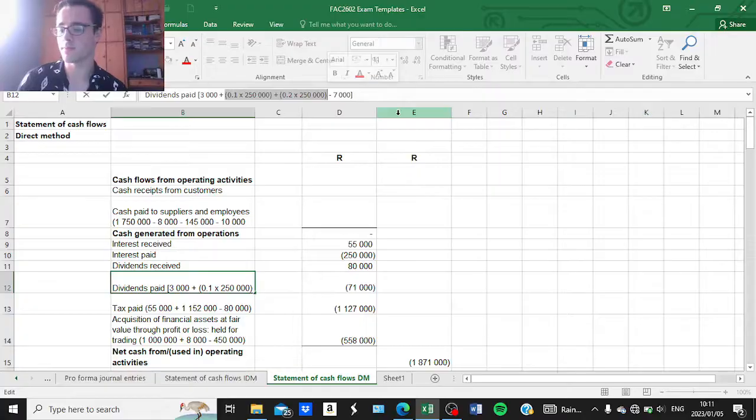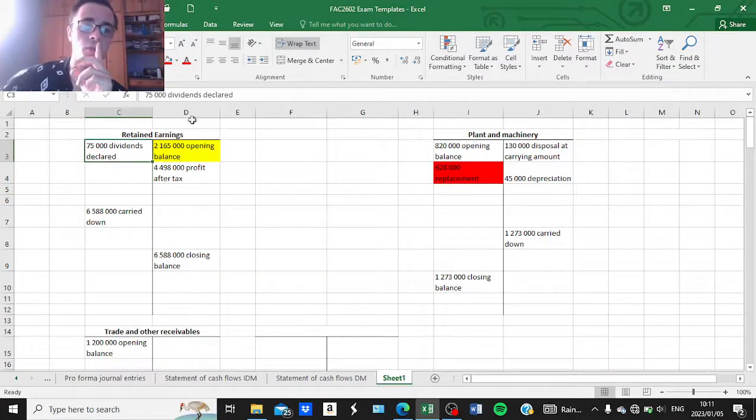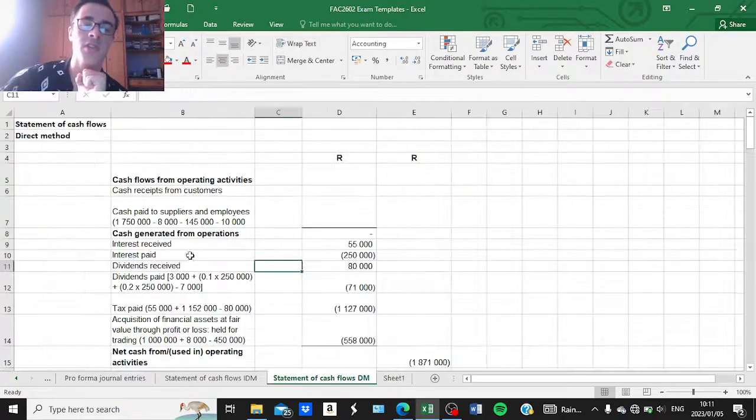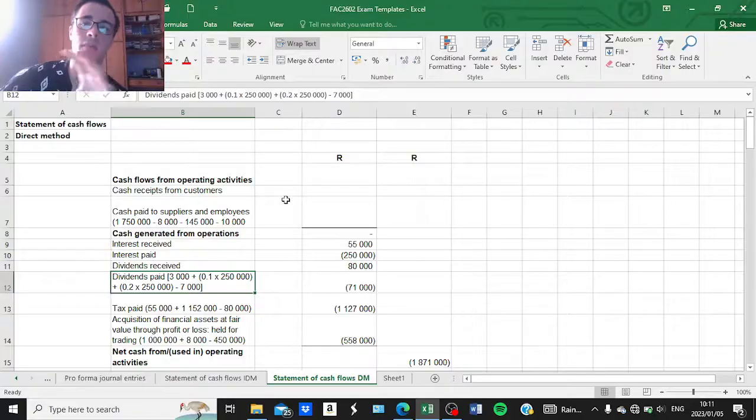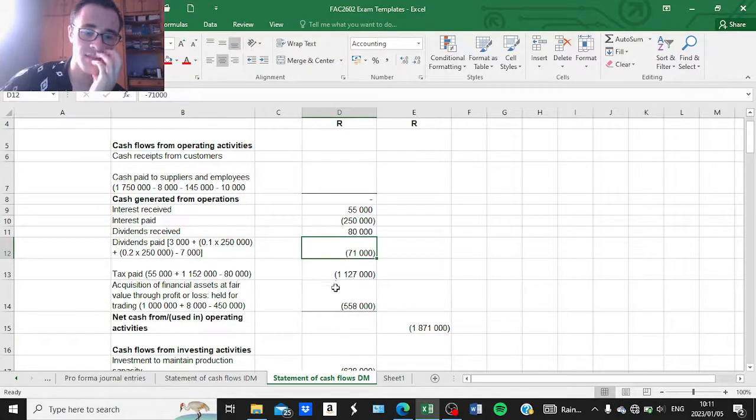All right. Let me just make sure that I've calculated this. And it is indeed 75,000. Right. So that is just an alternative method for calculating the value of dividends declared. Remember, this is not necessarily the dividends paid amount. This is just the amount that was declared during the current year, which you can use as part of your calculation right here, apart from the additional information that was provided. Okay, you can use that as final confirmation. So we have calculated this amount correctly.